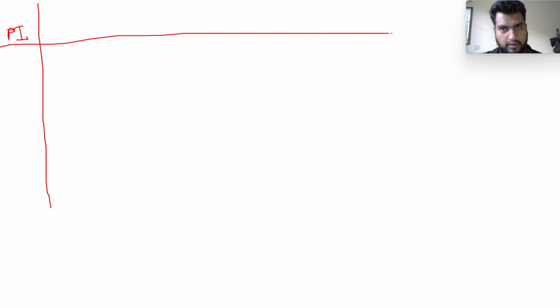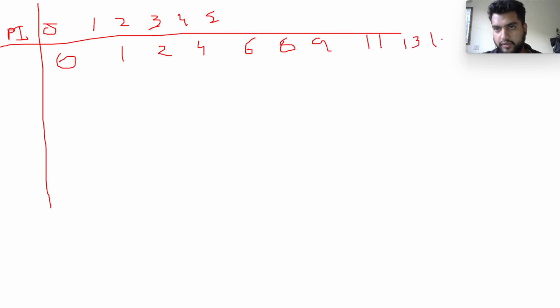Then we have prime implicants here, and here I have 0 1 2 3 4 5, 0 1 2 3 4 5. So I don't need to write all of them, I need to write only those that were present in the minterms. So I have 0 1 2 4 6 8 9 11 13 15.